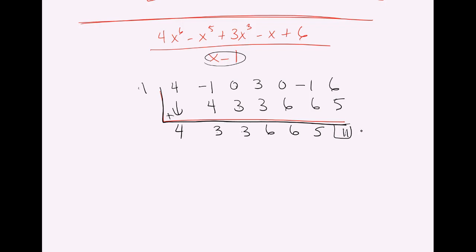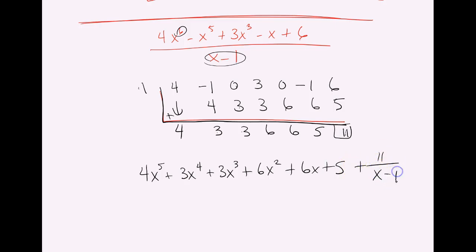And now I just need my x's. So my answer is going to be 4x to the what? What did this start as? It started as x to the 6th, so now it's x to the 5th, plus 3x to the 4th, plus 3x to the 3rd, plus 6x squared, plus 6x, plus 5. Now I need my remainder over my divisor.